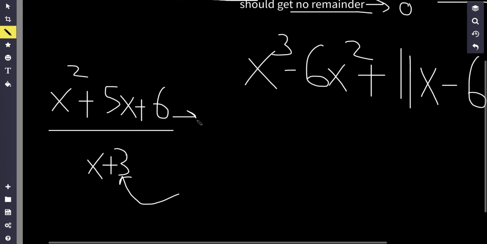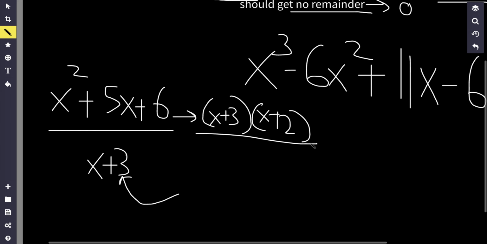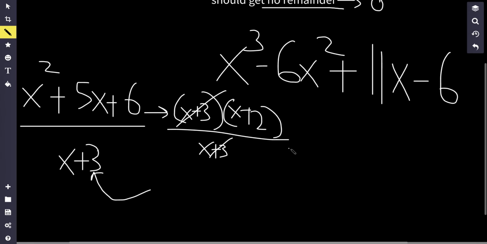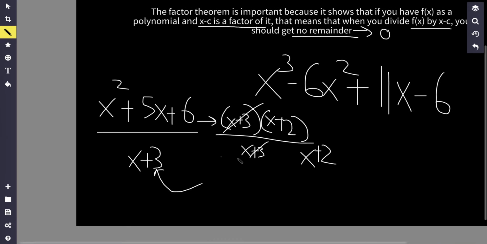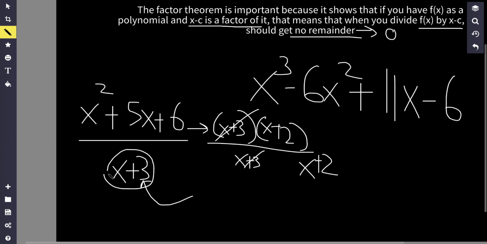If I factor x squared plus 5x plus 6, I get x plus 3 times x plus 2, and then all of this is still divided by x plus 3. And you notice how the x plus 3 terms cancel out. So you're just going to be left with x plus 2. Right? So this is the reason why it's important, because if this is a factor of this larger polynomial, then you can somehow factor the larger polynomial so that the factors cancel out.